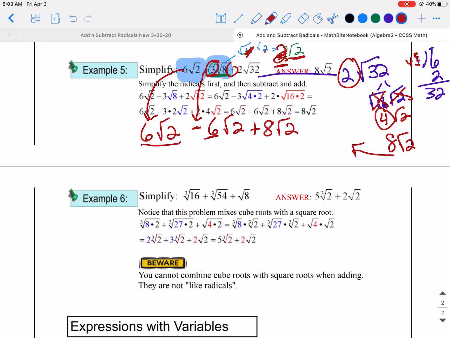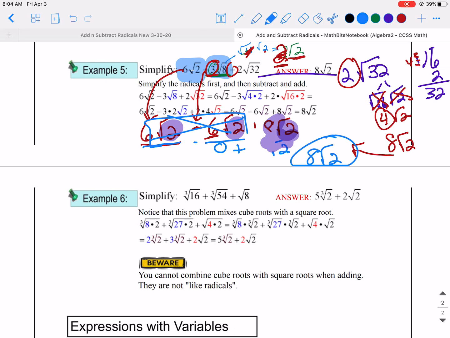Now I'm going to combine my like terms because all my radicands are the same and all my indexes are the same. When adding those, I have 6 radical 2 take away 6 radical 2. Well, those are 0, plus an 8 radical 2. So my answer is 0 plus 8 radical 2, which is simply 8 radical 2 for your final answer. I hope this helps. I'm going to do some practice videos next.